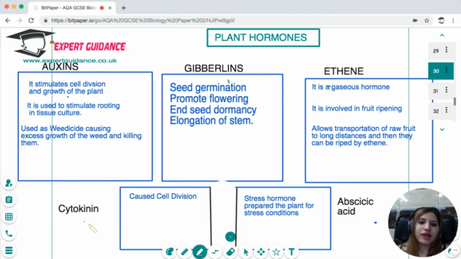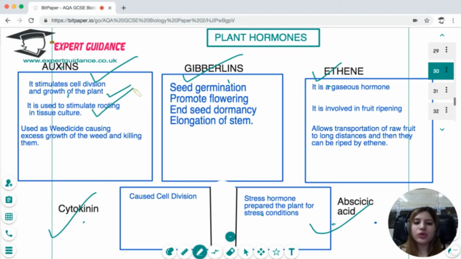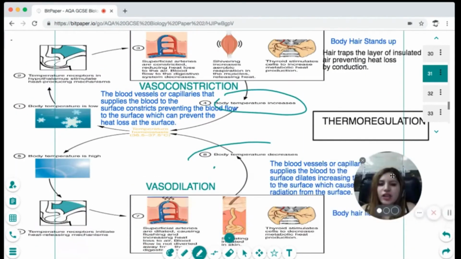Now there are five important hormones in the plant: auxin, gibberellin, ethene, cytokinin, and abscisic acid. Auxin stimulates cell division and is responsible for growth of the plant. It is used in tissue culture as a rooting powder, as it causes the root to develop quickly. And it is also used as a weedicide, because the weed, due to its broader leaf, takes up the auxin quickly as compared to our main crops.